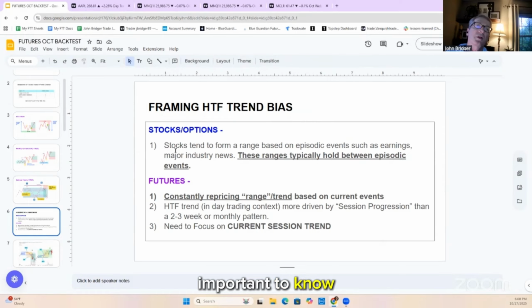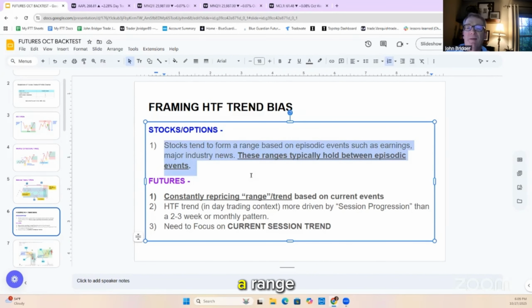I think it's important to know trend really behaves a little differently in futures compared to stock options. Stocks tend to form a range based on episodic events like earnings, right? There's an earnings report and there's a reaction to that. And then price works its way up, creates a high. Once that high is discovered, it usually will work its way back down toward either the 50% retrace from the earnings report or maybe a little lower, but it tends to have a typical pattern that it follows.